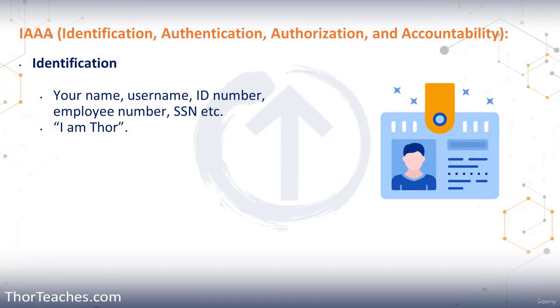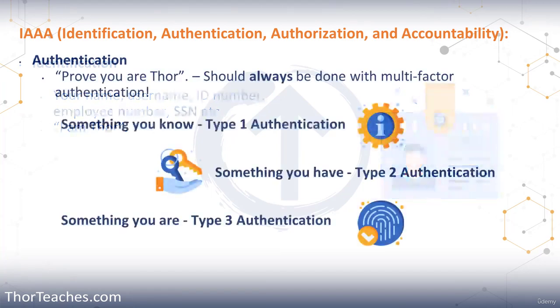And now we're pretty much done with this topic, so let's recap. IAAA: identification, authentication, authorization, and accountability. The identification is my username, my user ID, my employee ID, my name. I am Thor. Now that I claim I am Thor, now I need to prove it. That is the authentication.